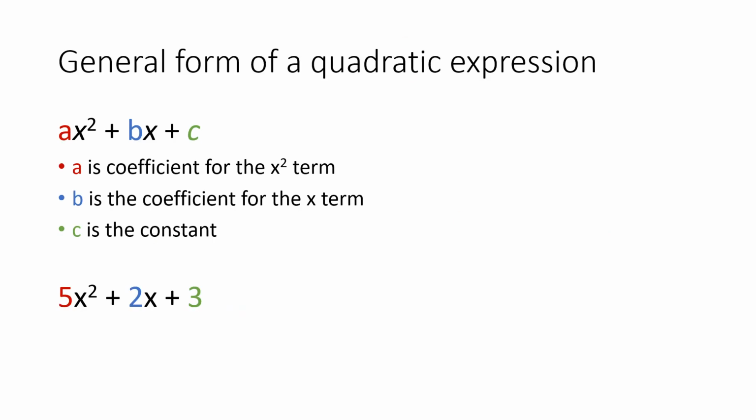So as I said previously, when you have a general formula of a quadratic expression as ax squared plus bx plus c, a is your coefficient for the x squared term, b is the coefficient for the x term, and c is the constant. So for this example here at the bottom, 5 is the coefficient for the x squared term, 2 is the coefficient for the x term, and 3 is the constant.